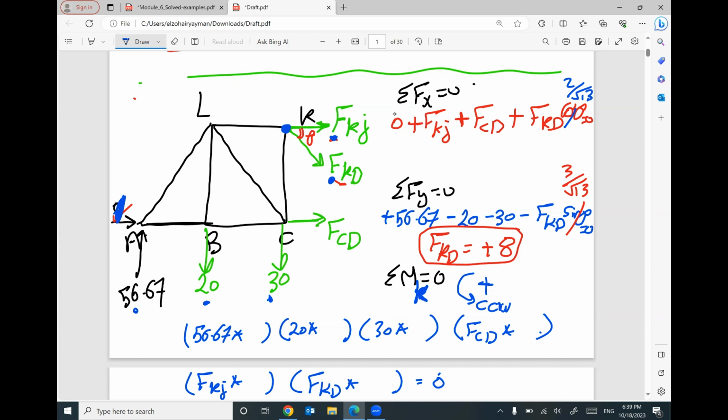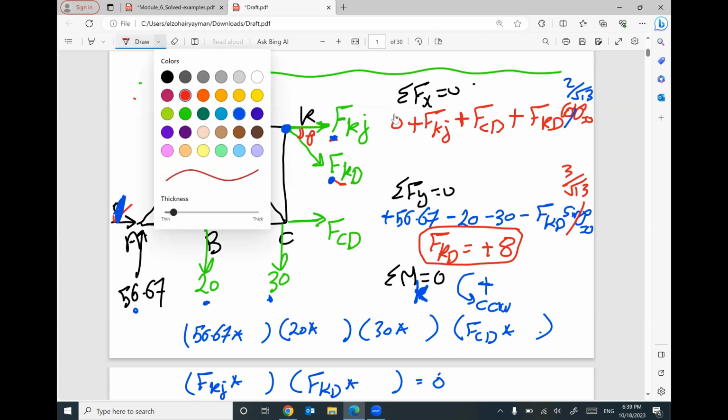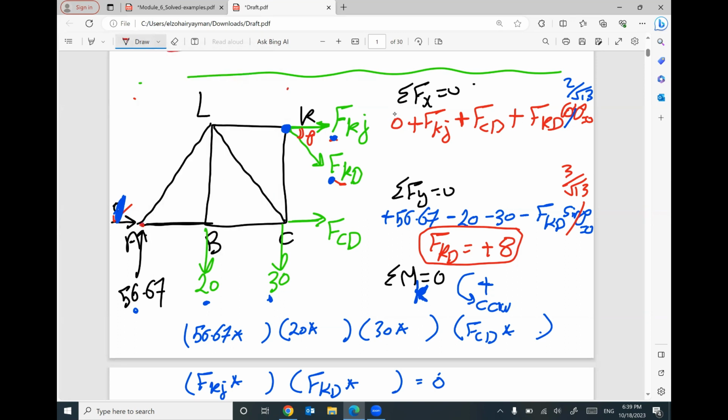So let's start. What is the horizontal distance between 56.67 and the point K? I think we have 2 meters and 2 meters. It will be 4. Between 20 and the point K, the horizontal distance will be 2 meters. What is the distance between 30 and the K? It will be 0. The horizontal distance.